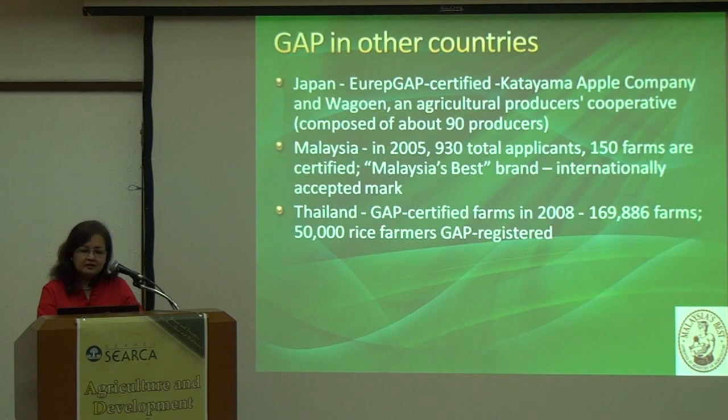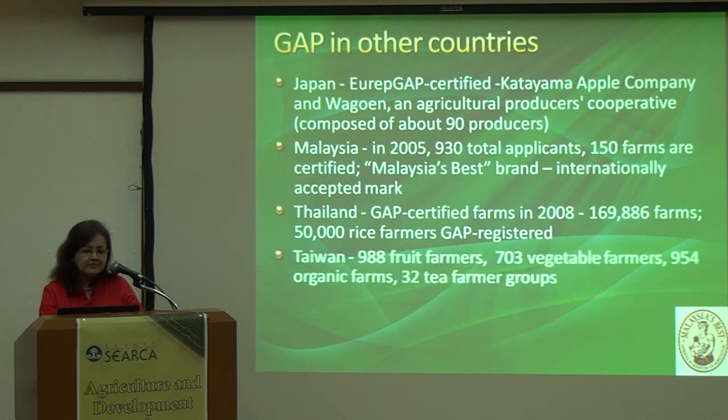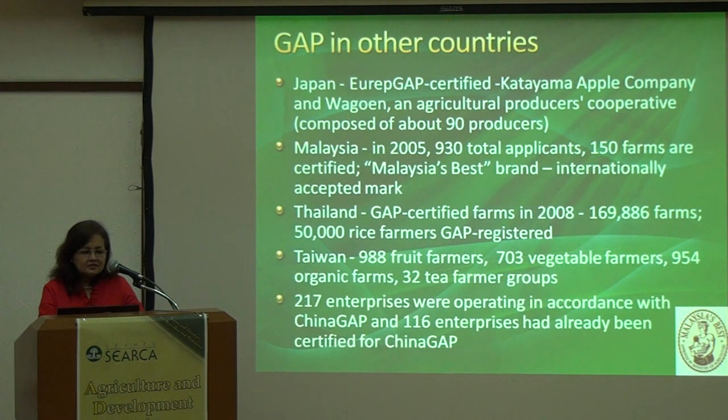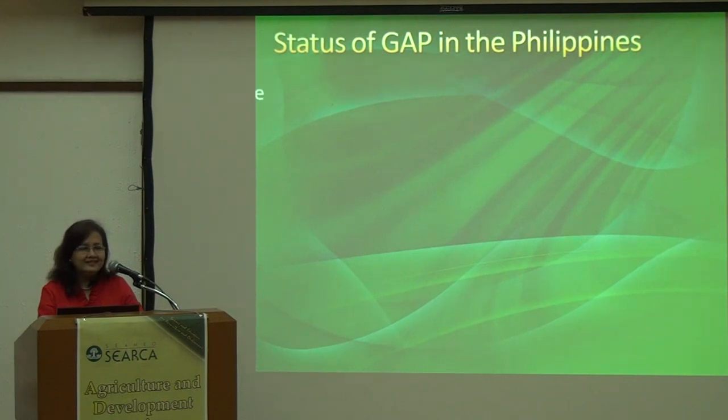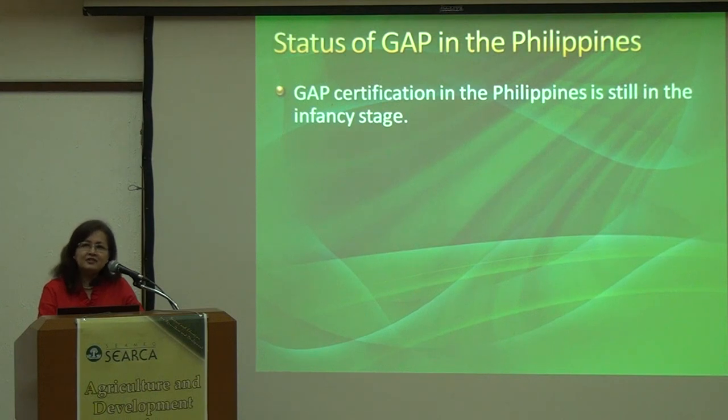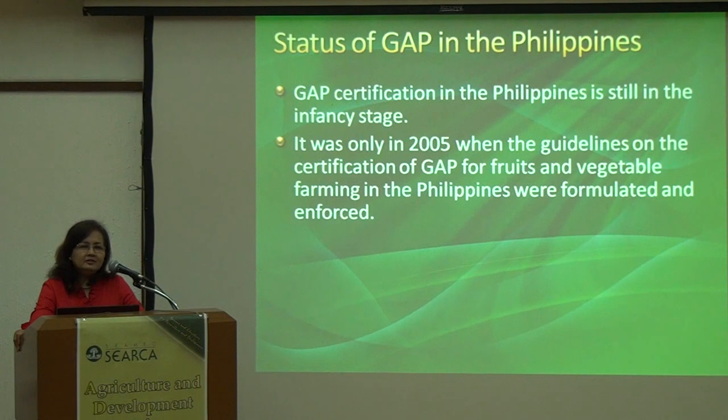Thailand also has thousands of farms which are GAP registered or GAP certified. Taiwan also, and in China as well, they have the China GAP. Now let's look at our country. It's sad that the GAP certification in the Philippines is in its infancy stage. It was only in 2005 when the guidelines on the certification of GAP for fruits and vegetables farming were formulated and enforced.